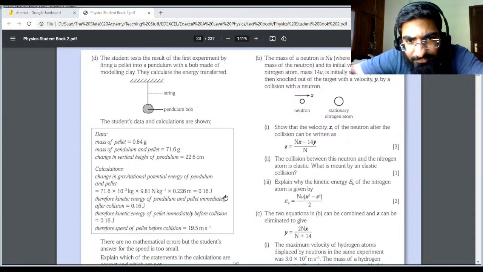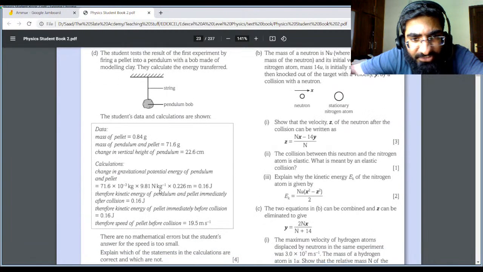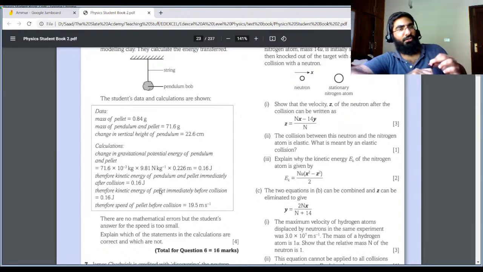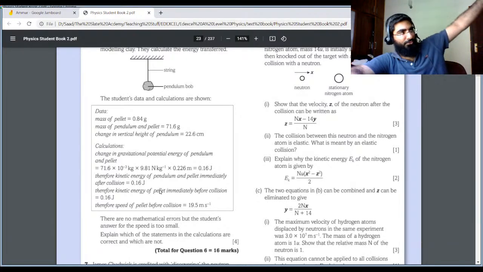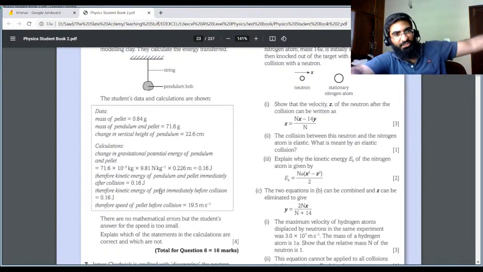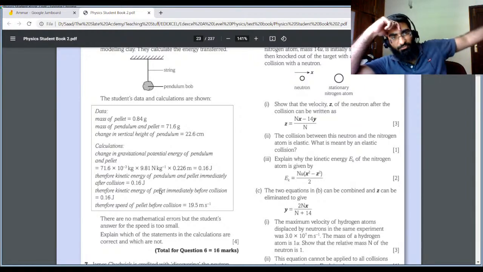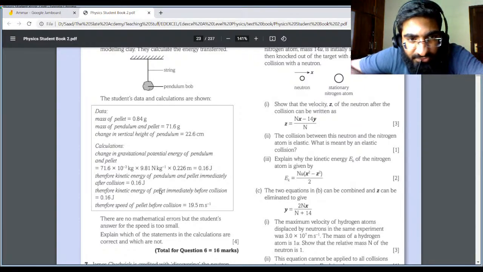Okay, and then how come vertically it changes height? I mean, if you fire into something, it would go swinging back. And as it goes swinging, I mean, initially you push it, and let's say you fire from the right hand side towards the left hand side, it goes towards the left hand side, and obviously it will gain some height since it's attached to that string. So that's the height it's talking about, 22.6 cm.